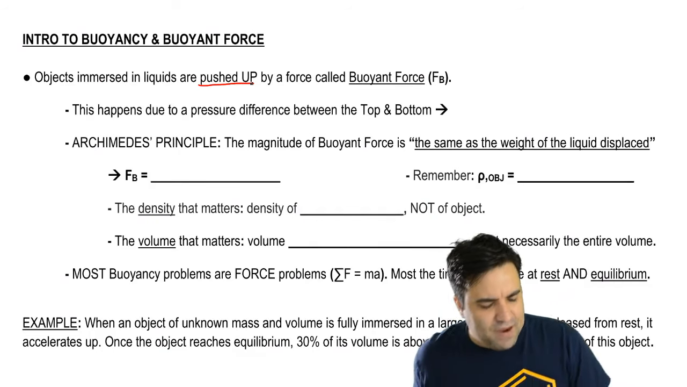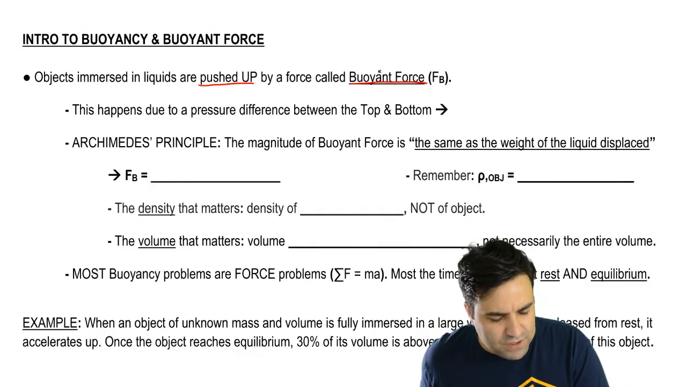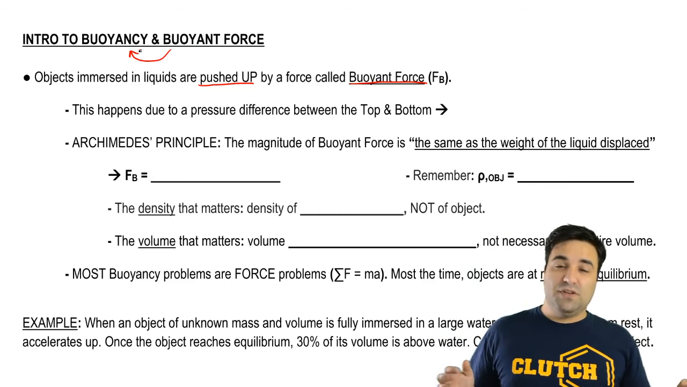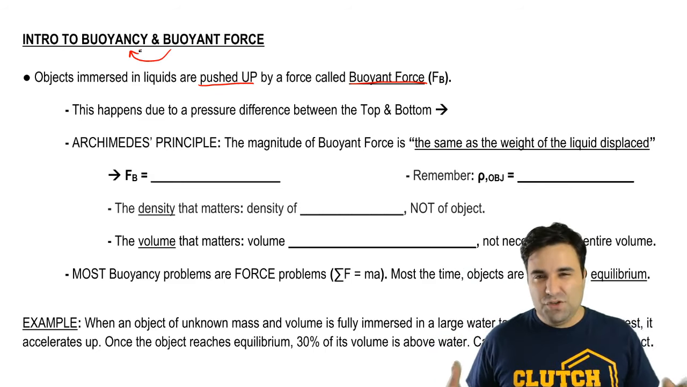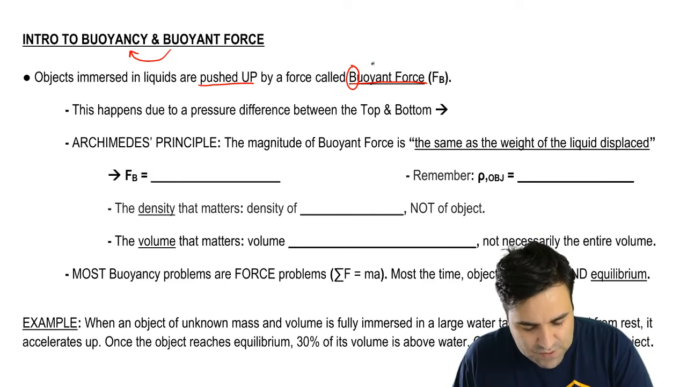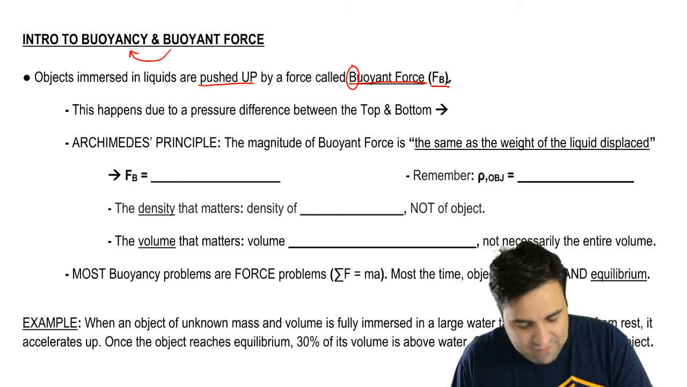Alright, so if you have an object that is immersed in a liquid, the object will be pushed up by a force called buoyant force. The physical phenomenon responsible for this is called buoyancy, right? Which usually is associated with floating. And because this is buoyant force with a B, we're going to call this FB.